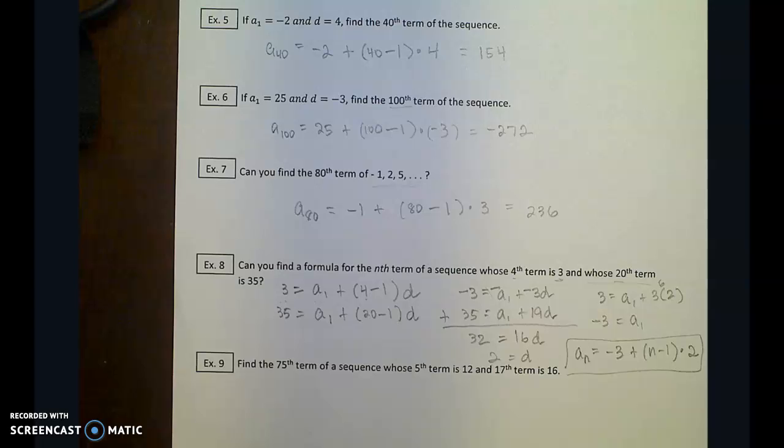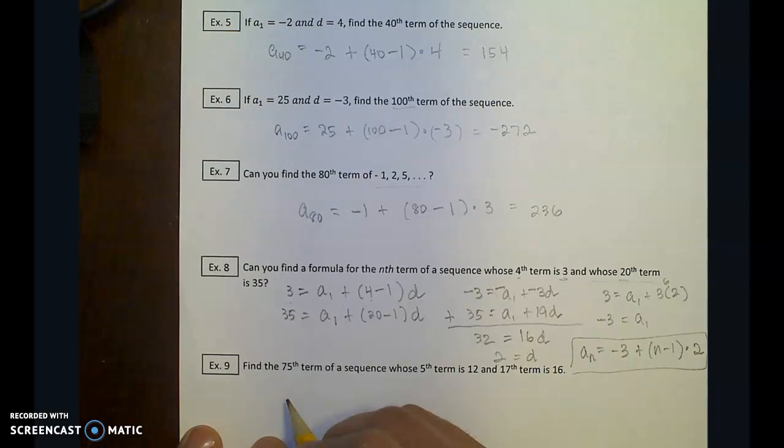And you can try this out with example number 9. I'm going to go ahead and give you the answer. So again, you're setting up a system using this formula for any nth term of the sequence. This was kind of messy here, so I'll give you the setup real quick.